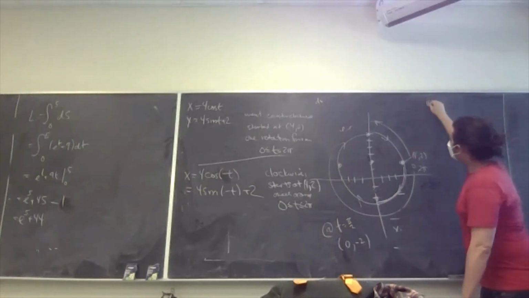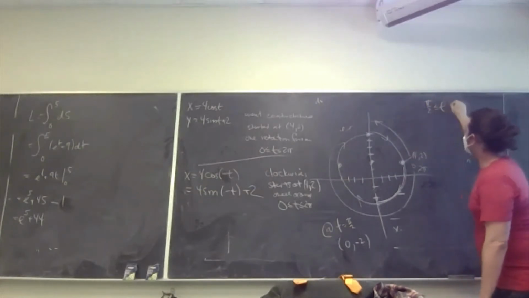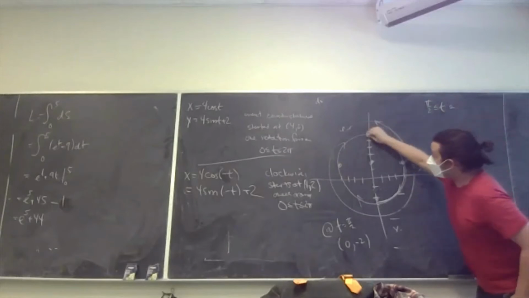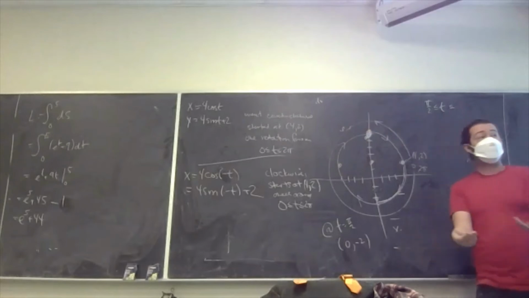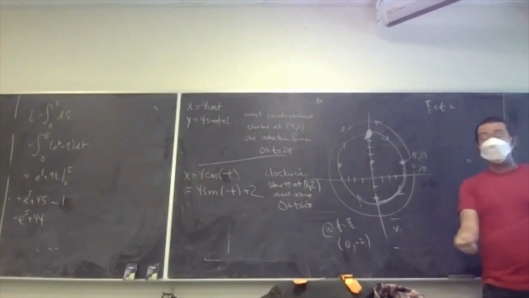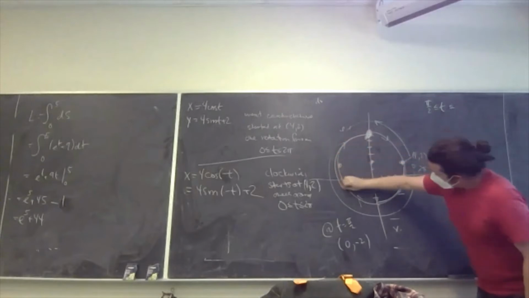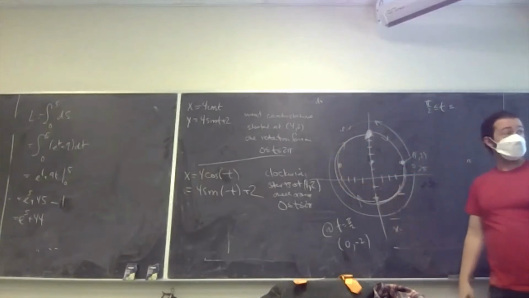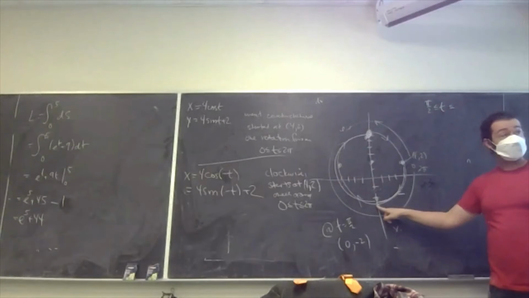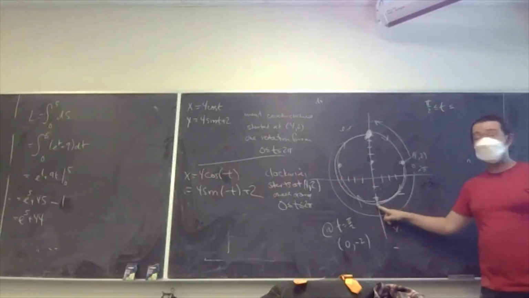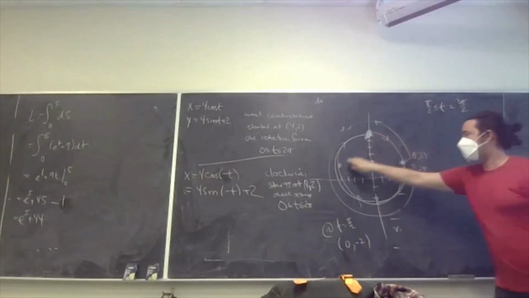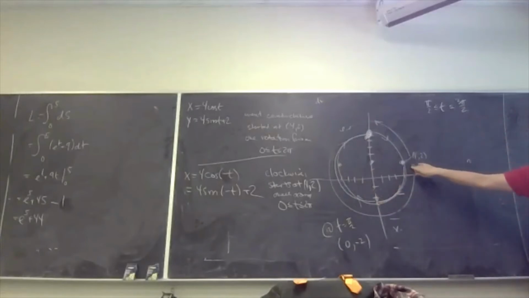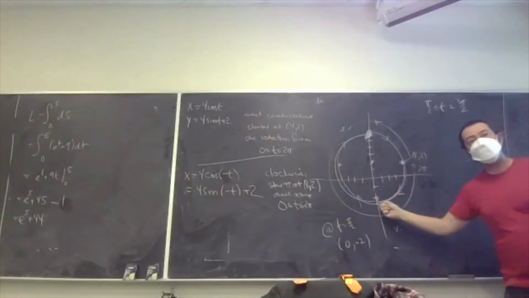So if you let t start at pi over 2, then you're starting here. And we want to go halfway around. So what's the end value of t that I should use? Three pi over 2, right? So 0, pi over 2, pi, 3 pi over 2, 2 pi, right? If you put in 3 pi over 2, you're going to get out the bottom of the circle.